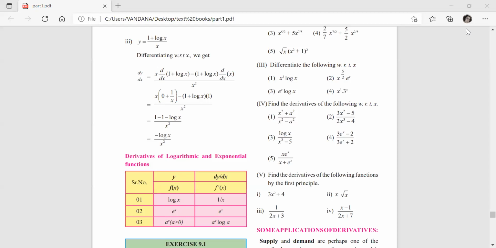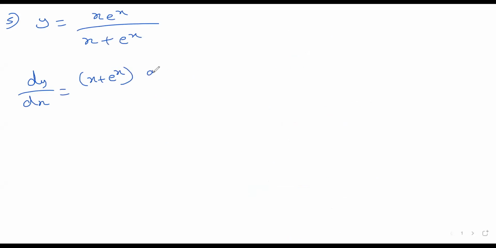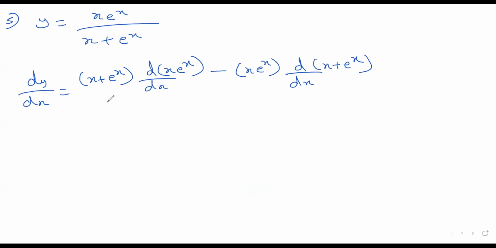x e raised to x upon x plus e raised to x. Question number 5, y is x e raised to x upon x plus e raised to x. So dy by dx is x plus e raised to x d/dx of x e raised to x, minus x e raised to x d/dx of x plus e raised to x, whole thing upon x plus e raised to x bracket square.